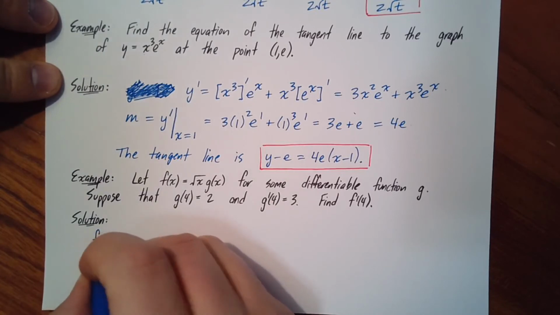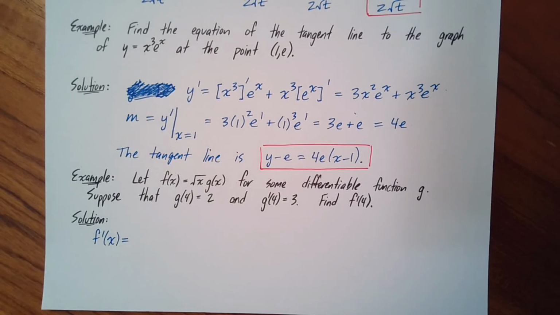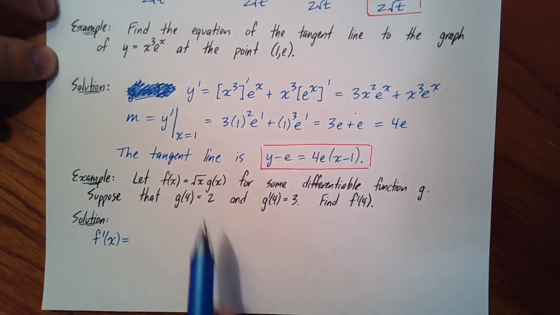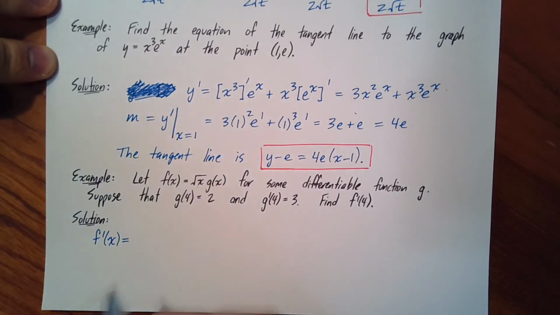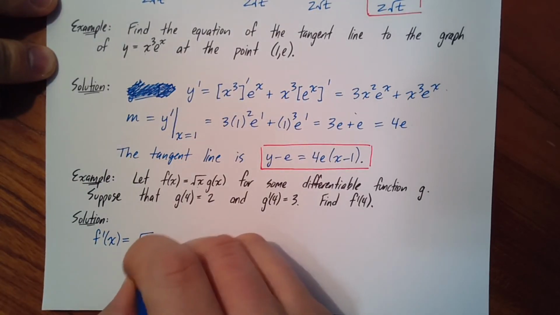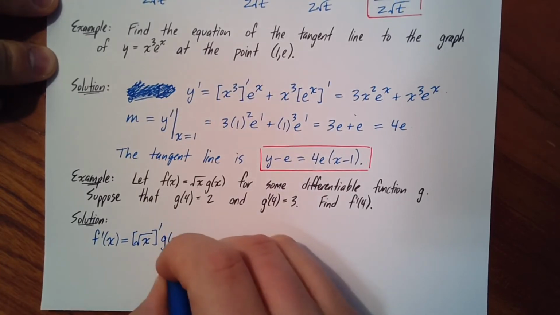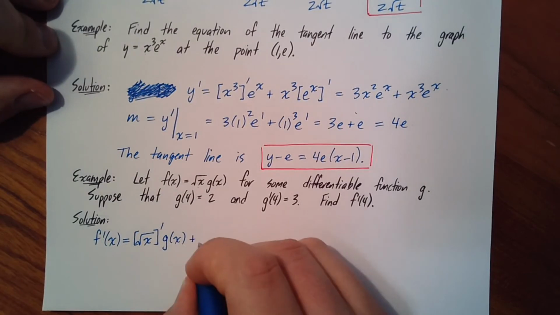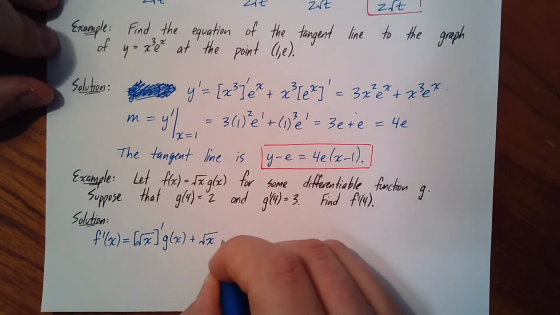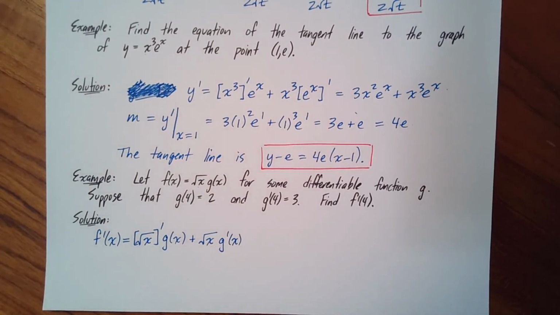We'll say f prime of x. Well, we're going to apply the product rule, right? We've got a product. Square root of x is our first factor, and g of x is our second factor. So we're going to take the derivative of the first factor and leave the second factor alone. That's our first term. And then the second term, we're going to leave the first factor alone and differentiate the second factor. So we get square root of x times g prime of x for the second term.